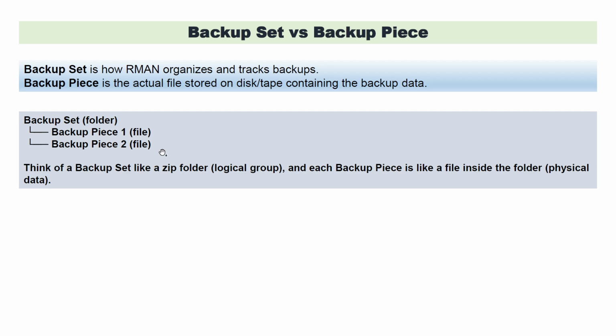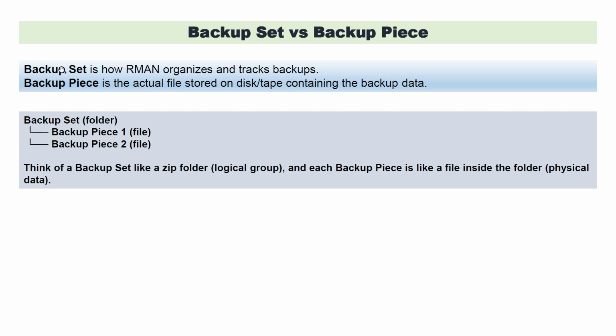Now, let's understand what is the backup set versus backup piece. Backup set is how RMAN organizes and tracks backups. Backup piece is the actual file stored on disk or tape containing the backup data. So backup set is just logical. It's not actually physical. What is inside that backup set is what is physical. So backup piece is within the backup set.